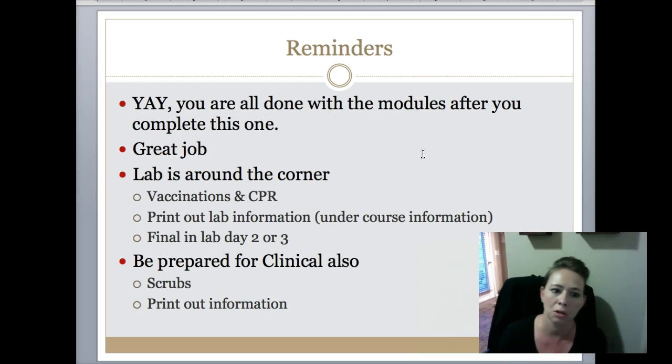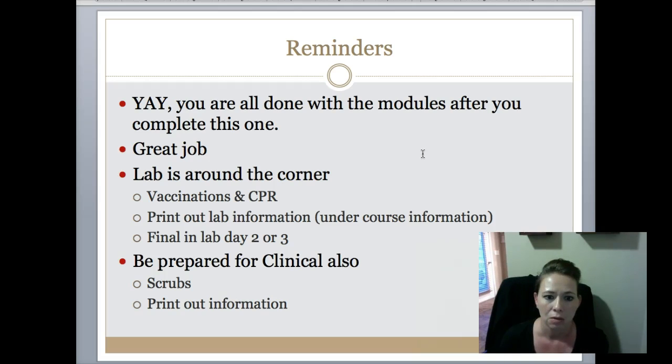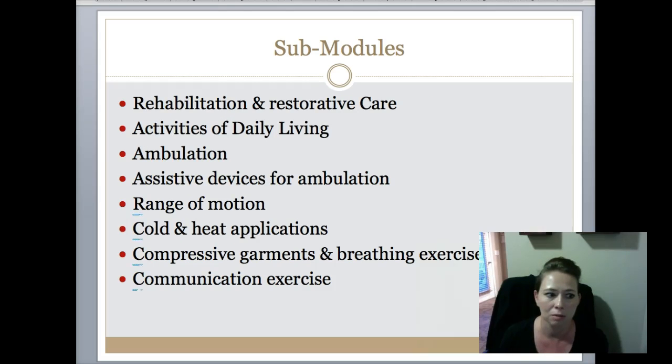You still have to complete your lab and clinical and also your final, which will be in your lab portion. Again, great job. Thank you for working so hard and so quickly. I know this course is demanding at times, and hopefully it hasn't been too hard on you to get them done. The great part is that it is online and you can do it at the comfort of your home late at night when your kids are sleeping or maybe after work. So hopefully you've enjoyed it as much as I've enjoyed teaching it.